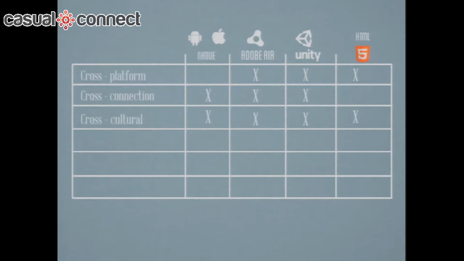Cross-cultural, they all can do it. Unity has some really, really nice plugins that allow you to localize very quickly. But going back to what I was talking about with localization before, it really is just string translation and less of a full localization plugin. High production value, can't do it in HTML5.